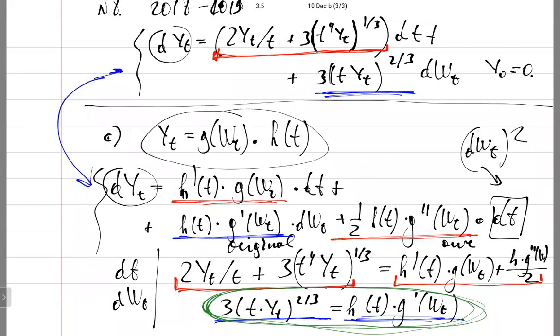Let me copy because I will need my equations later. 3tyt. I will just copy for myself: h g prime, and 2yt over t plus 3 t to the power 4 yt to the power 1 over 3, h prime g plus h g double prime over 2. Okay, let's move on.